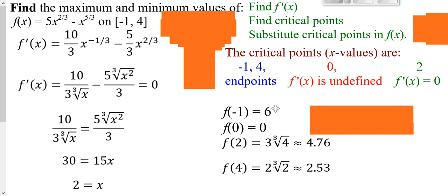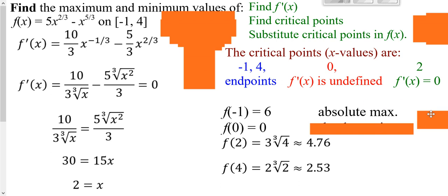So the biggest number that you get out here is your maximum. So that is 6. So your absolute max occurs at -1, and it is a value of 6. The smallest number you get out here is your minimum. So that occurs when we plug in 0, we also get out 0. That's our absolute min.